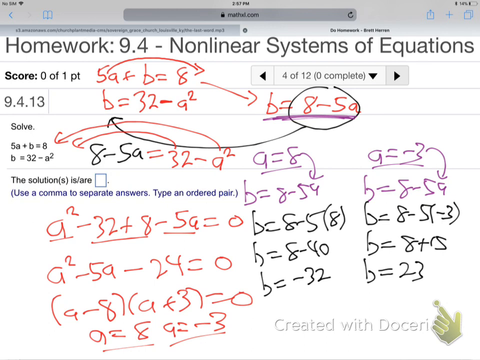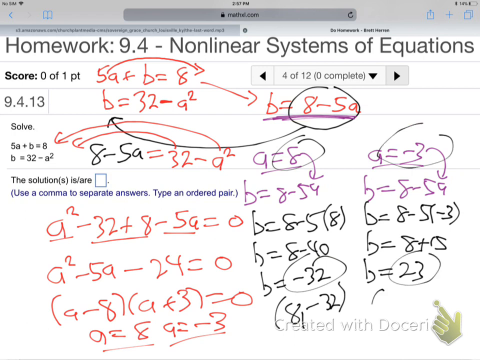Now remember, who goes with who? Well, who led to whom? The A of 8 led to the B of negative 32, so they go together. They're related. And the A of negative 3 led to the B of 23. Negative 3, 23. Comma between them, there we go. Is that good? A lot of work, kind of the same thing every time.